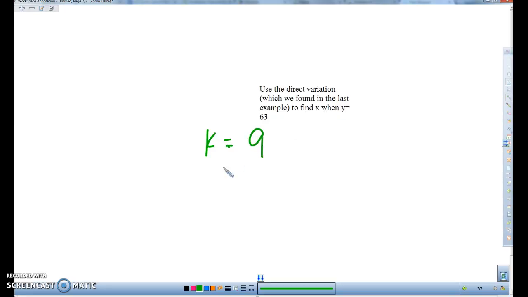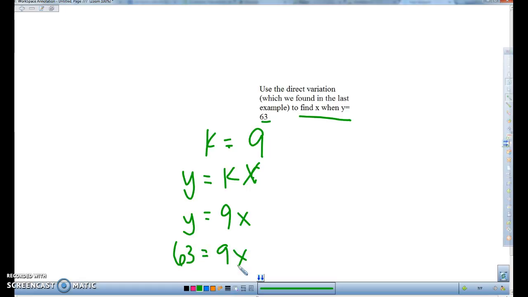Find x when y is 63. So I want to start with that basic equation, y equals kx. We know from the last example k is 9, so we can say y equals 9x. And we want to find x when y equals 63. So I'm going to plug in 63 for y. And then I'm going to solve for x. So go ahead and tell me what x equals.